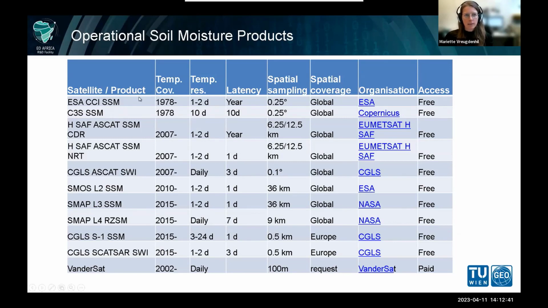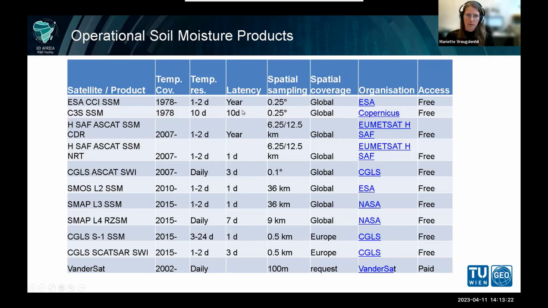So the data records going back the furthest in time are the ESA CCI soil moisture and the C3S surface soil moisture data sets. So they are the ones that are based on the first satellite that was launched at the end of the 70s. As you can see, their temporal resolution is 1 to 2 days or 10 days. And then the latency, so how fast do you get the data after the satellite has actually made its measurements, is that for the ESA CCI dataset, this is a year. For the C3S dataset, which is based on the ESA CCI dataset, this is 10 days.